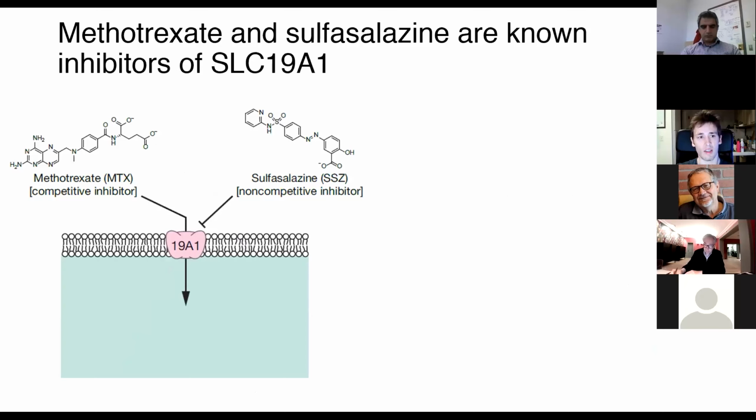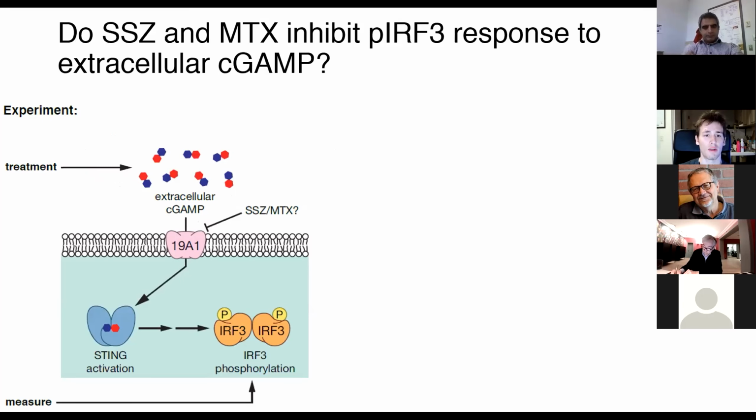One thing that I haven't mentioned yet is that SLC19A1 has previously been characterized very well as a folic acid importer, and it's also known to import the anti-cancer drug methotrexate, which can act as a competitive inhibitor of other SLC19A1 substrates, and it's known to be inhibited non-competitively by the compound sulfasalazine. And so we decided to use these tools to really increase the evidence we had that SLC19A1 is indeed a cGAMP importer by asking whether or not these inhibitors inhibited extracellular cGAMP signaling.